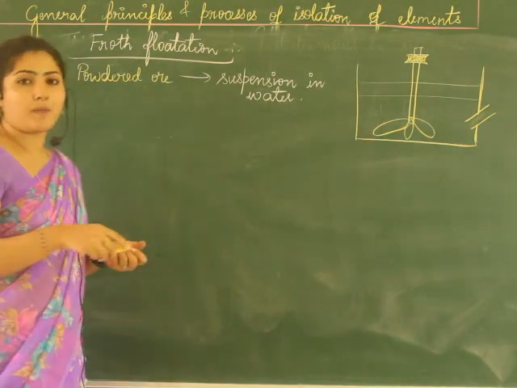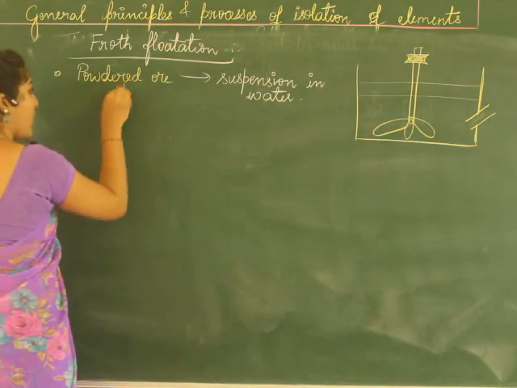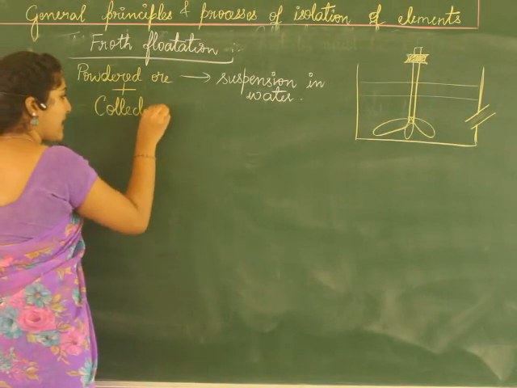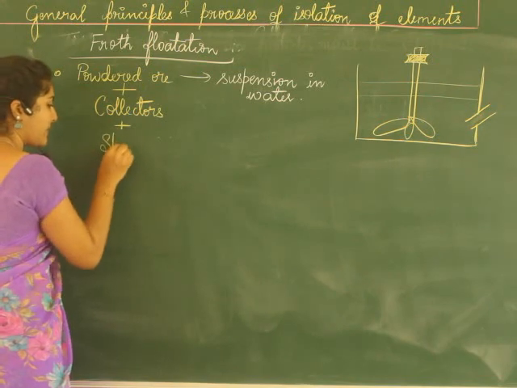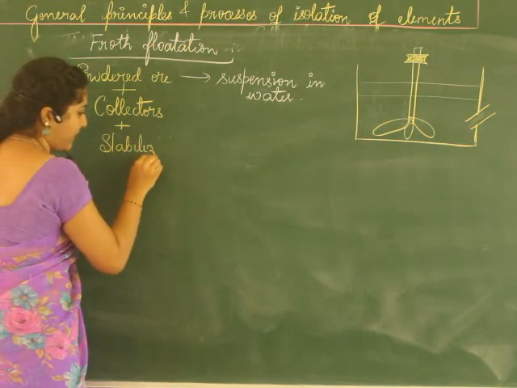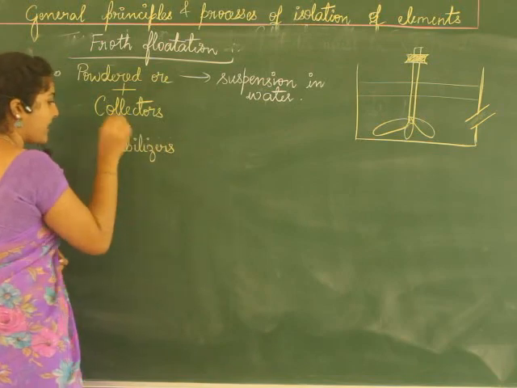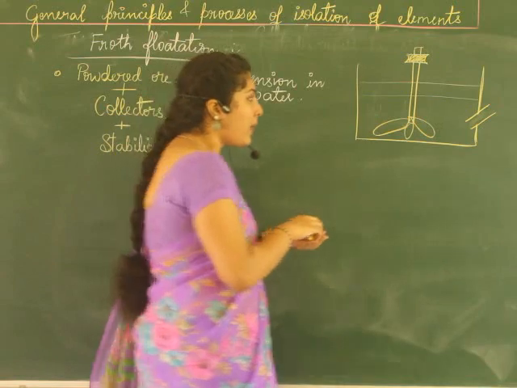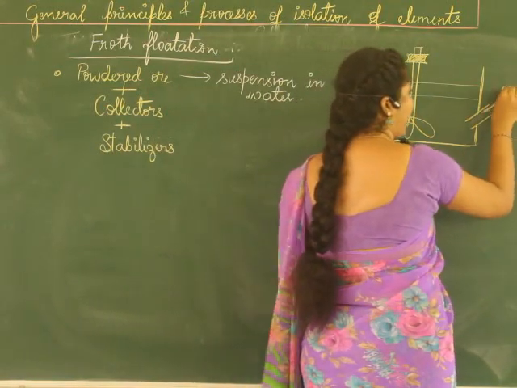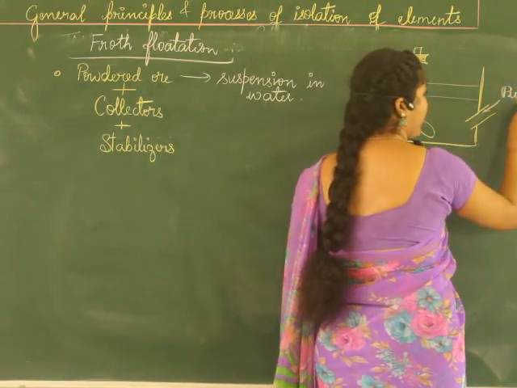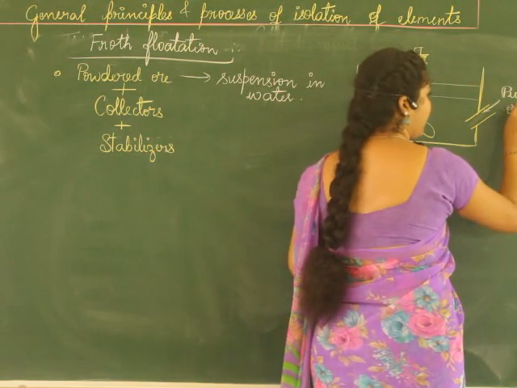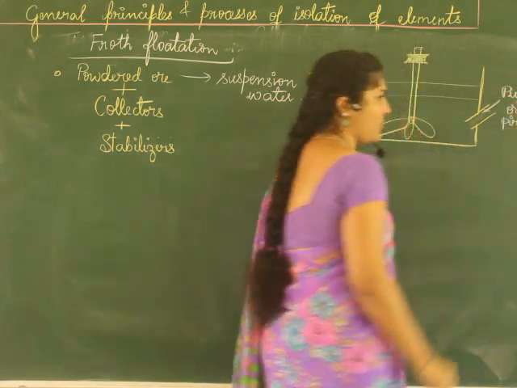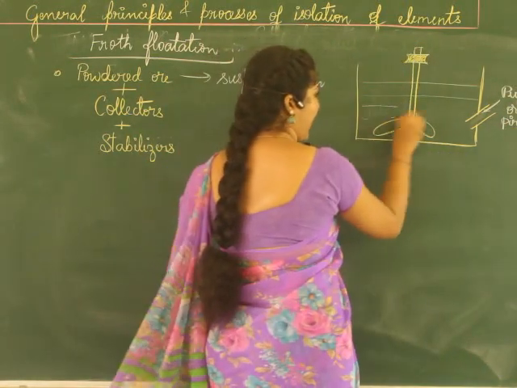Before adding this powdered ore, along with that we add substances called collectors and stabilizers. Now, what is the role of these? The role of these is important, and this method is again important. Let me explain. What is added here? The pulp of ore, plus pine oil. It's not only pine oil, any fatty acids also can be added. Here you will have a soapy solution.